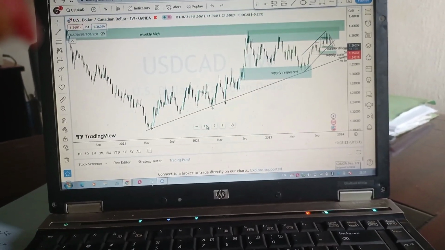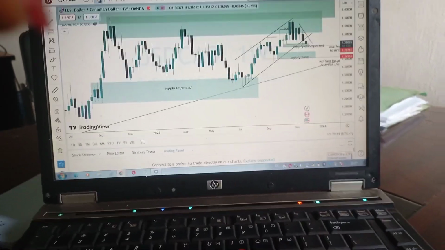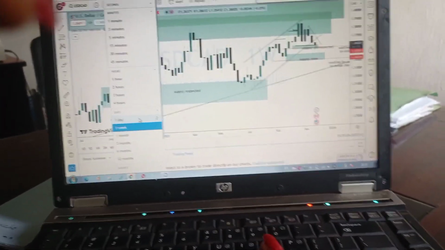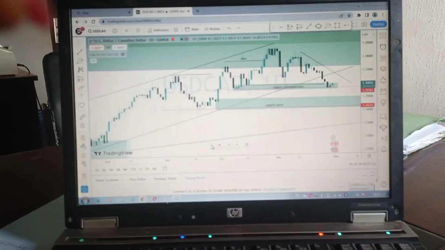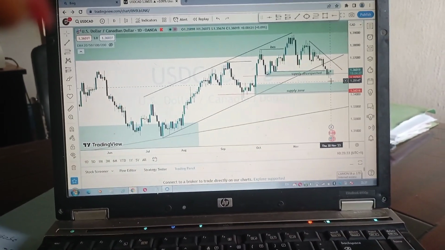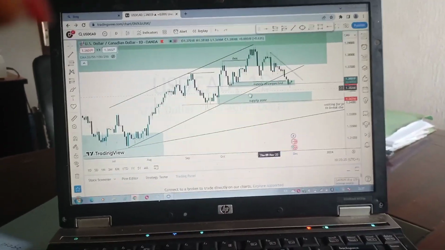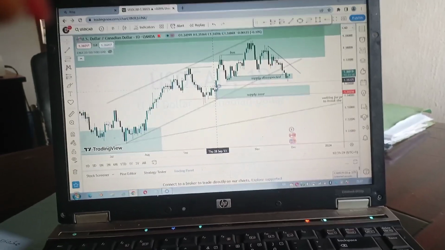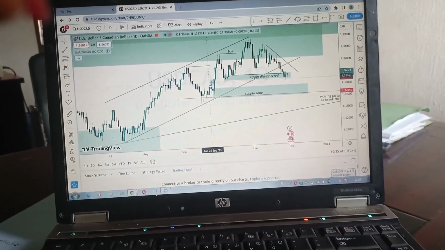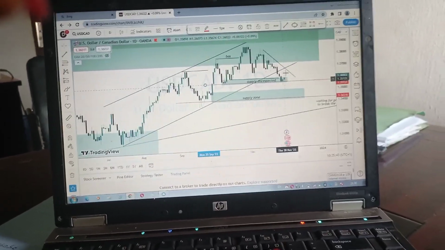According to my explanation, I'm still watching this pair so that I'll know what to do next. As at yesterday, I told you guys that if price disrespected this supply, and it was already disrespected as at yesterday. You see that price already broke out of this zone, you see? And now price is currently in a retracement mode.